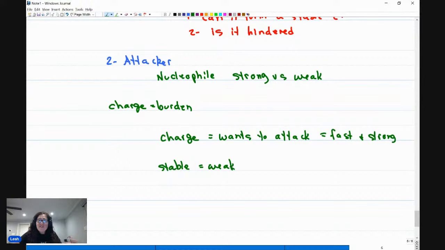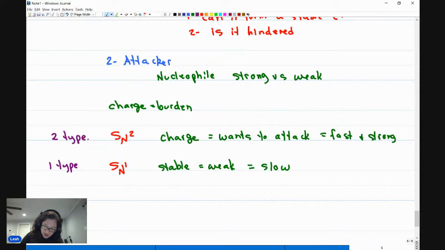It has no motivation to attack. Why would it want to attack if it's perfectly happy with where it is? If it happens to see a carbocation that happened to take its time and finally form, then yeah, it's going to go and take the opportunity to attack, but otherwise it's just slow and weak and minding its own business. So if it's stable and weak, that will give me a slow reaction. If it's a slow reaction, that's my SN1 reaction. If it's a fast reaction, that's my SN2. And if you watch my other videos, especially where I compare the two reactions, I call them a 1 type, meaning an SN1 or E1, and a 2 type, meaning an SN2 or E2.